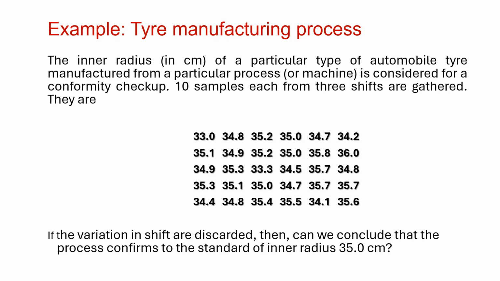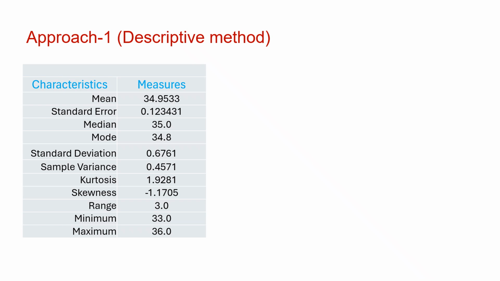So the problem is about a tire manufacturing process. What is given is inner radius in centimeters. 10 samples each from 3 shifts are gathered. And if the variation in shifts is discarded for the time being, can we conclude that the process conforms to the standard inner radius of 35 centimeters? The manufacturer has clearly mentioned the specified target, that is 35 centimeters. Let us see how this can be approached.